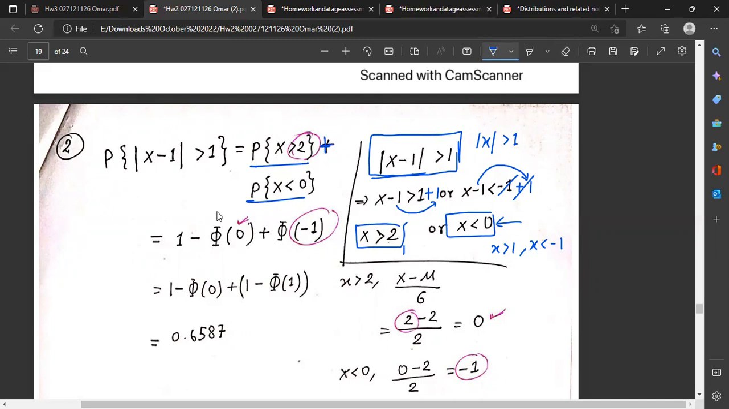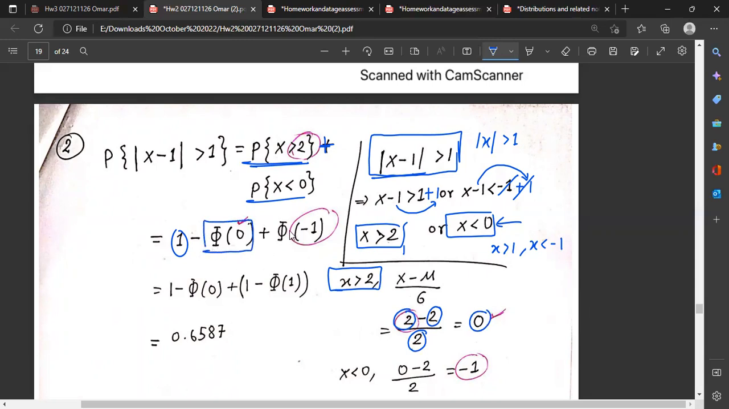Now we know the formula for when x is greater than 2. So you see here, I have calculated when x is greater than 2, so x will be 2, and then we know the value of mu. Already we know the value of mu, and here sigma is also 2. So 2 minus 2 by 2, that is 0. That's why I have written here phi of 0, okay?